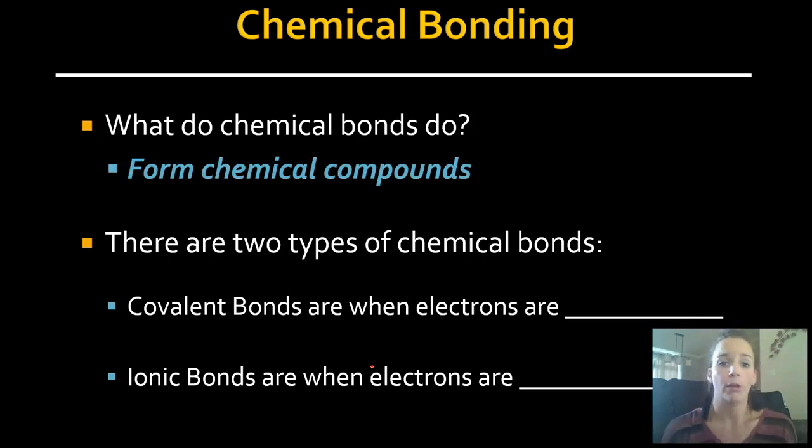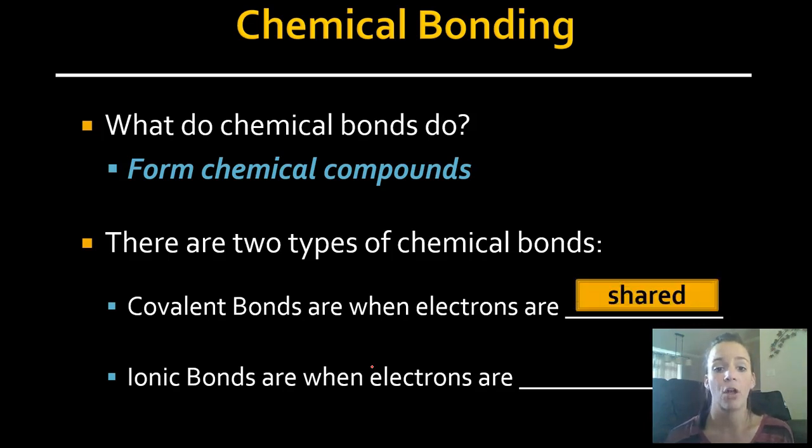So chemical bonding. Simply put, what do chemical bonds do? They form chemical compounds. And there's 2 types that we're going to talk about. The first is a covalent bond, meaning they share it. And an ionic bond is when one element loses an electron and the other one gains the electron as part of that bond.